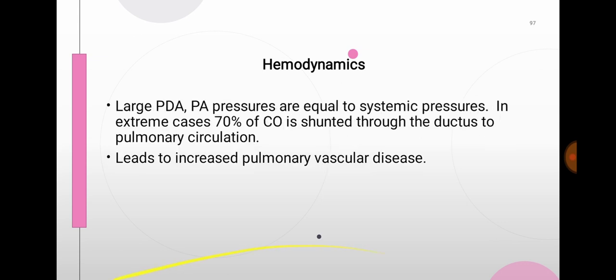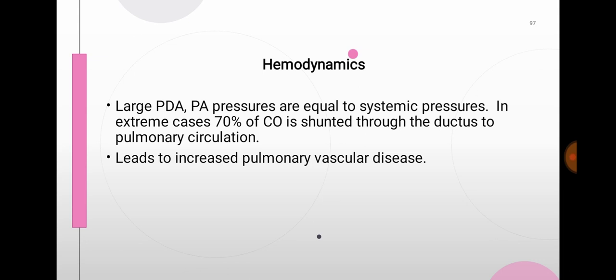If you have a large PDA, the pressure of your pulmonary artery is equal to the systemic pressure. So 70% of your cardiac output is diverted back to the pulmonary circulation. So you have pulmonary hypertension. The patient has a wet lung, the patient has pulmonary symptoms as well. So this can lead to pulmonary vascular diseases.